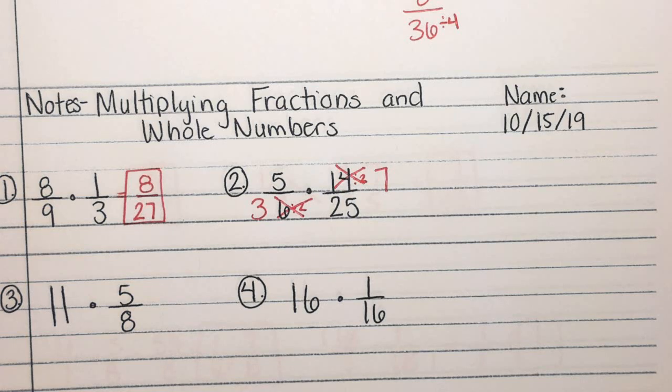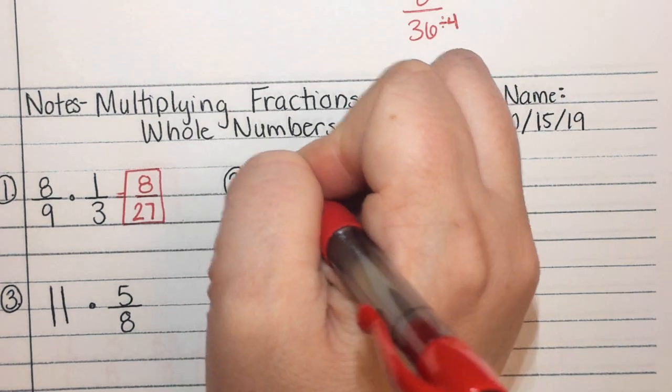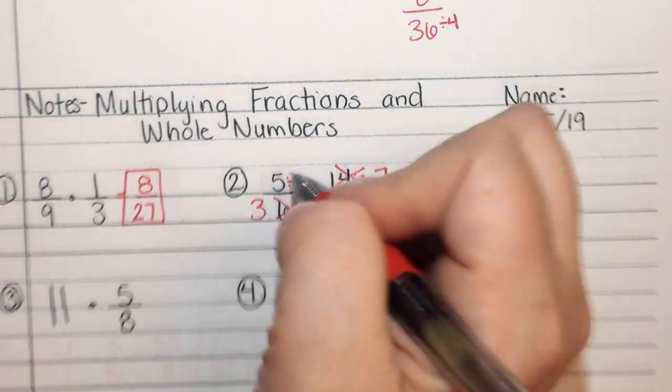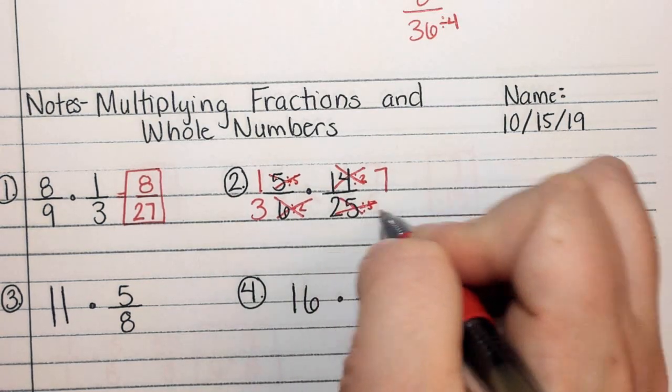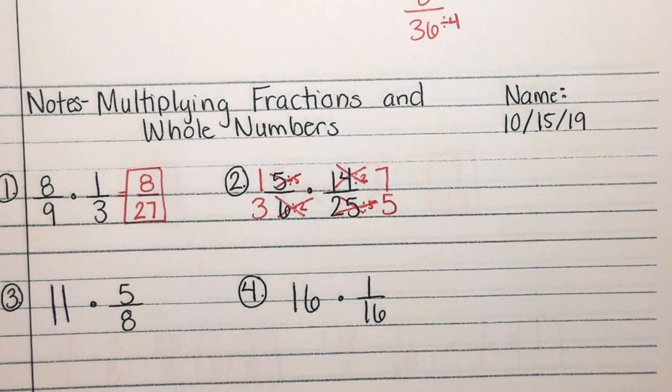Okay, let's see if we can make this any easier. Do y'all see anything else on the top and on the bottom? Let's try raising your hand so I can hear you. Anything else on the top and the bottom that can simplify? Mary, what? 5 and 25. What number can go into 5 and into 25? 5. So I'm going to do 5 divided by 5 is? 1. 25 divided by 5 is? 5. Okay, do y'all see anything else that can simplify here?